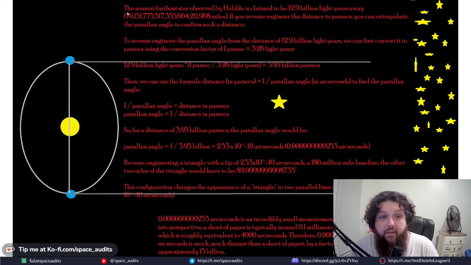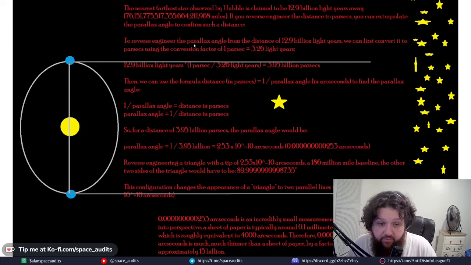To show a practical application of that, I heard a story where Hubble was claimed to see something that was 12.9 billion light years away. If you convert that, you get a distance of 76 sextillion miles. You reverse engineer that, you get the distance in parsecs, and you can extrapolate the parallax angle.